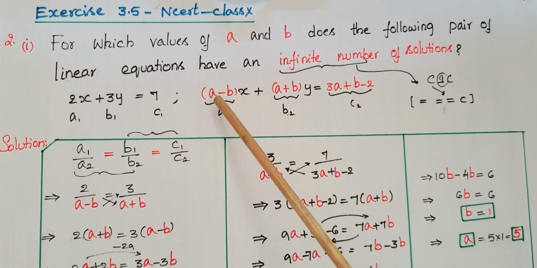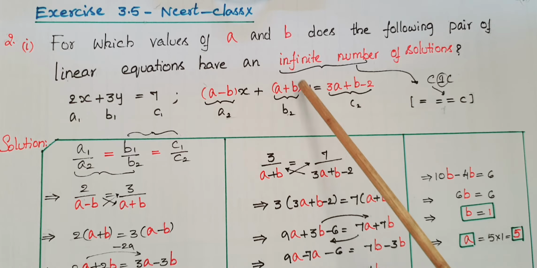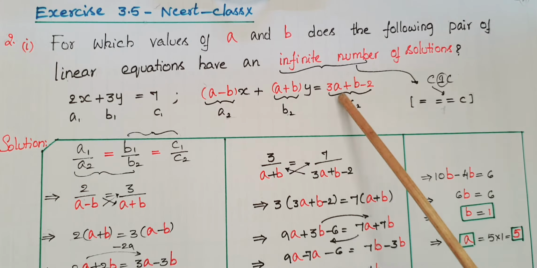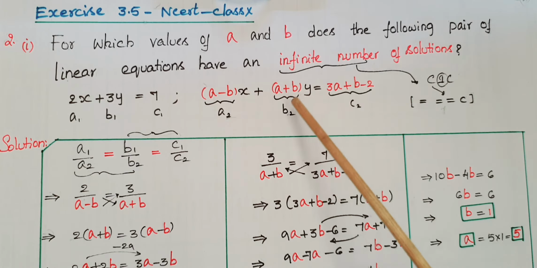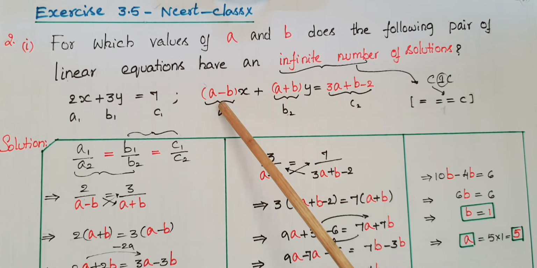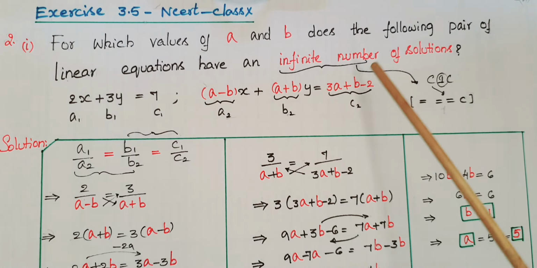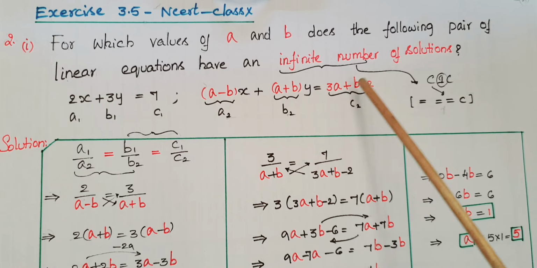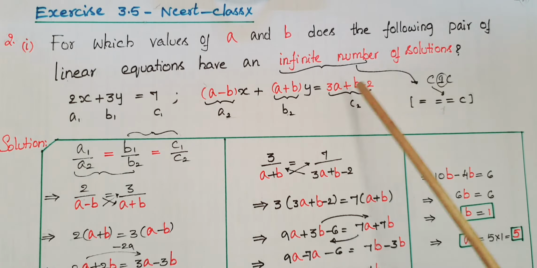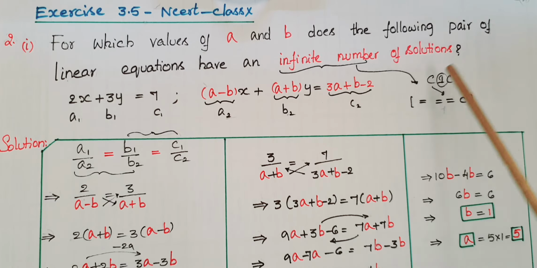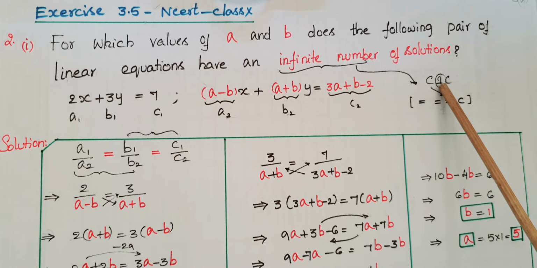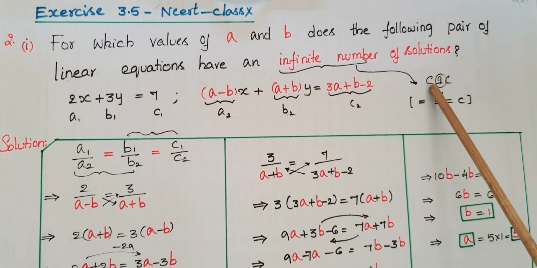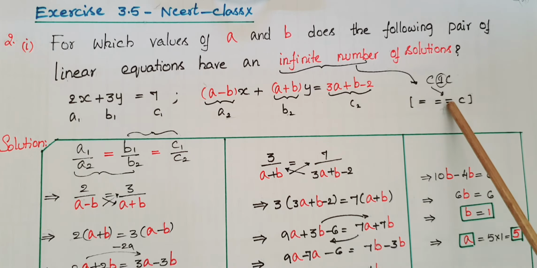And the next equation is (a minus b) into x plus (a plus b) into y is equal to 3a plus b minus 2. So here a2 is a minus b and b2 is a plus b, because this is the x coefficient and this is the y coefficient, and the constant c2 is 3a plus b minus 2. Infinite number of solutions means coincident lines, so equal, equal, equal.